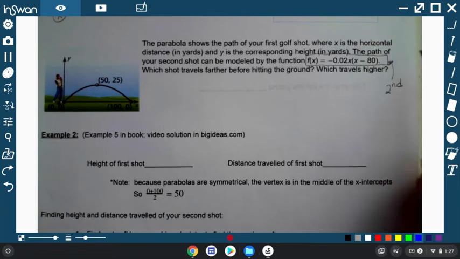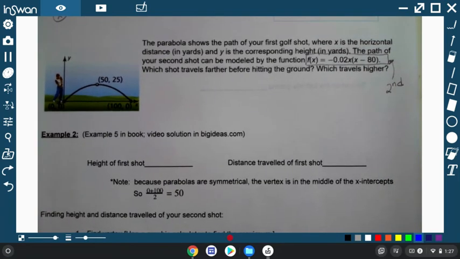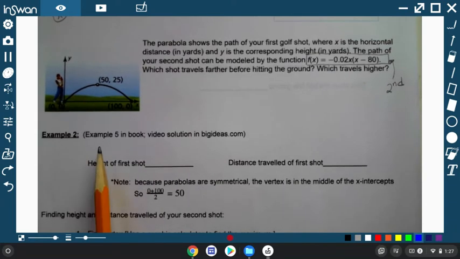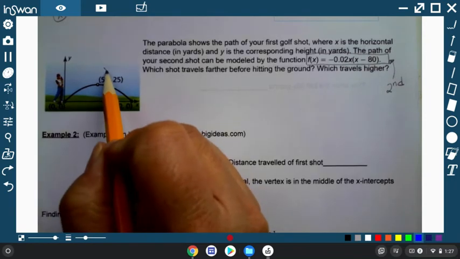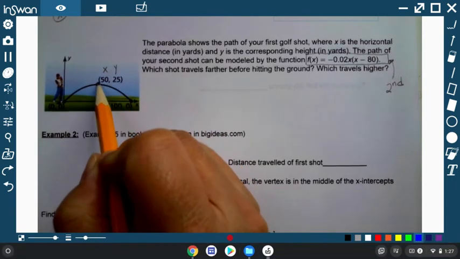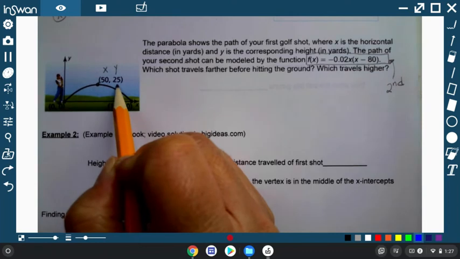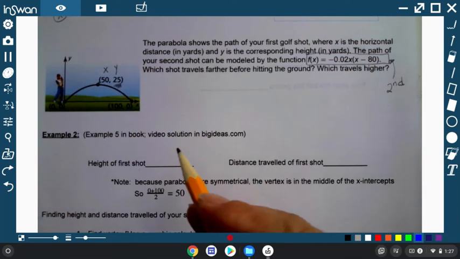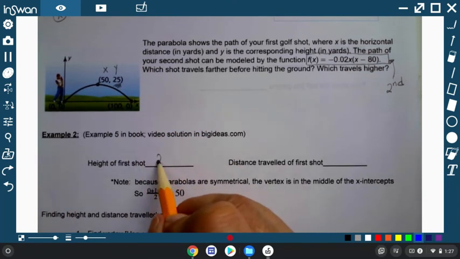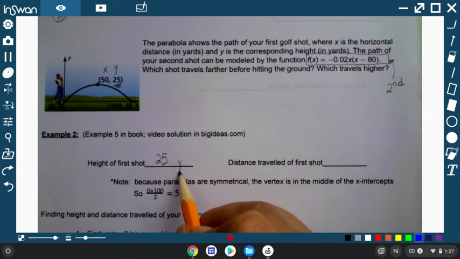Okay. So we'll have to take a peek at what that looks like in order to answer a lot of these questions, right? So for this one, it says height of first shot. We're going back to the first picture, and we have to determine which one represents the height of it. And this is also x, and y is part of our vertex, your h and your k. Remember, y tells you how high. So the height of the first shot is 25 yards.